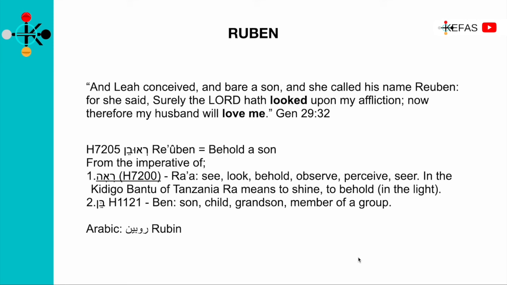In the Kidigu Bantu of Tanzania, Ra means to shine, to behold, in the light. So, to behold in the light, that is to say, in the light of the sun. Ben is defined as son, child, grandson, a member of a group. Bena can be a son of the house, a son of the community, or a son as a member of the nation. In the Arabic, we have Rubin for Reuben.